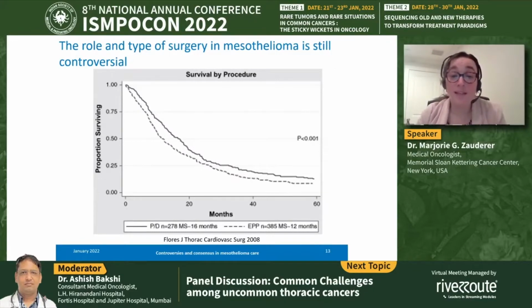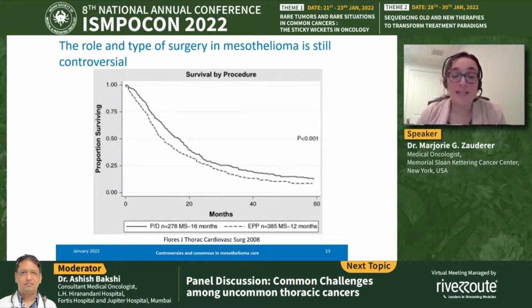Yet in 2007, a multi-center analysis, you can see here the survival curves from that analysis, showed that long-term survival was actually superior with pleurectomy decortication as opposed to pneumonectomy. Since then, there has been a shift away from pneumonectomies.